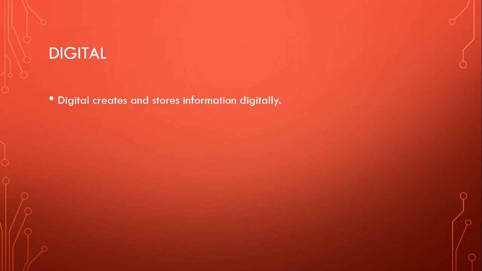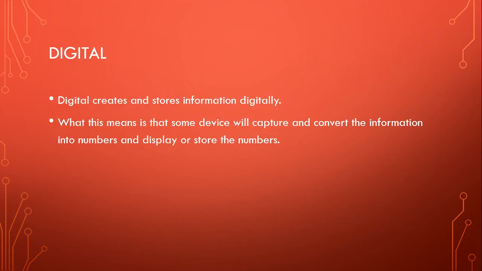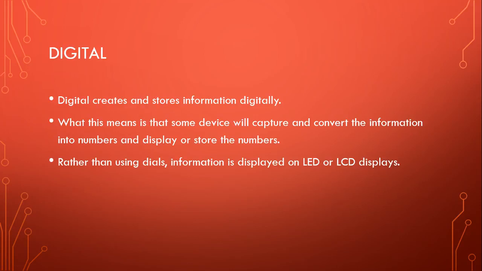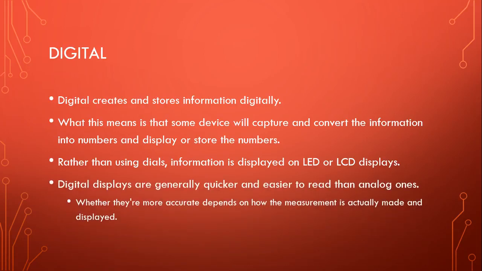If we compare that to digital, digital will create and store information digitally. What this means is that some device will capture and convert the information into numbers and display or store those same numbers. And rather than using things like dials or knobs, information is displayed on LED or LCD displays. Now, digital displays are generally a lot quicker and often easier to read than an analog one. And you can get a lot more precise too, because on an analog one we've got a little needle that moves back and forth, whereas on a digital one, we give a digital readout.